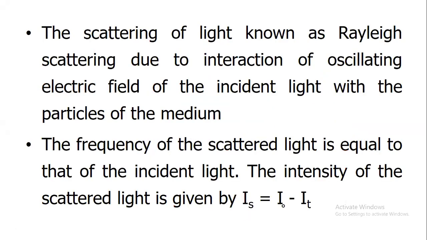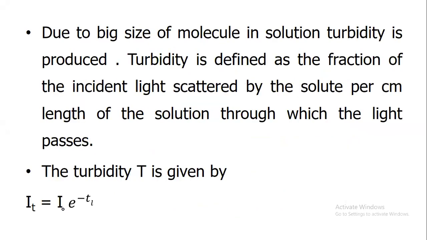The scattering of light is known as Rayleigh scattering, due to interaction of the oscillating electric field of the incident light with the particles of the medium. The frequency of the scattered light is equal to that of the incident light. The intensity of scattered light is given by I equals I naught minus I T. Due to the big size of molecules in solution, turbidity is produced.